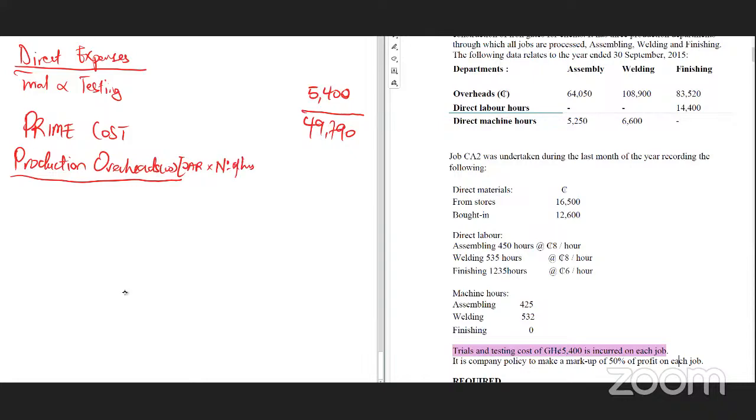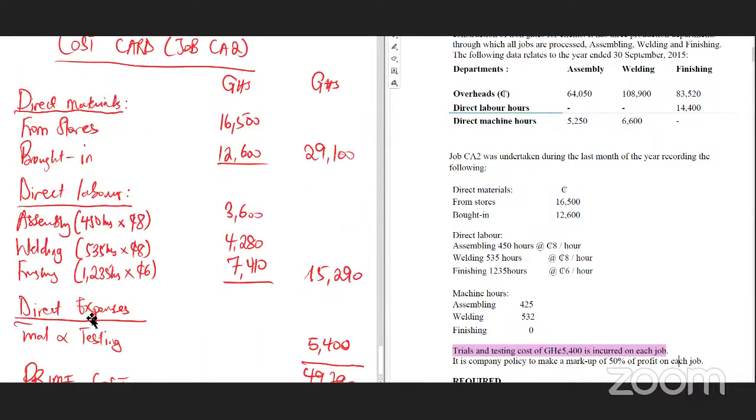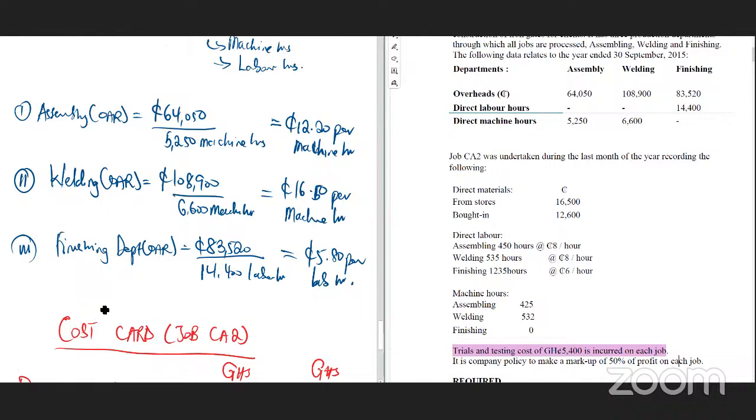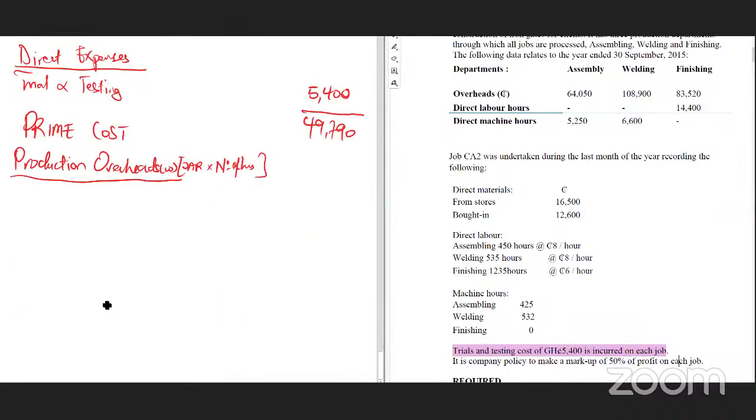The number of hours. Okay. So now we already have our OAR for each of the departments. We just have to go up and pick them. So when it comes to overhead, people in assembly get paid how much? If overhead were a person, assembly would have been paid 12 cedis, 20 pesos per machine hour, right? Per machine hour. But how many machine hours were used in assembly?